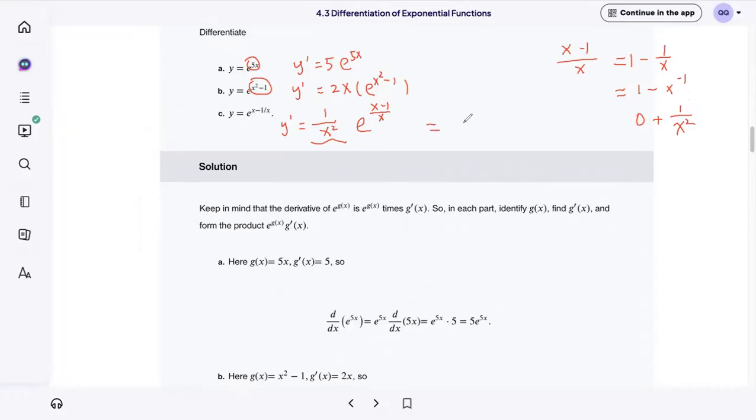Or we can write it as e raised by x minus 1 divided by x, divided by x squared. Right. So this is like a chain rule, right? Because these are composite functions, so we still apply the chain rule.